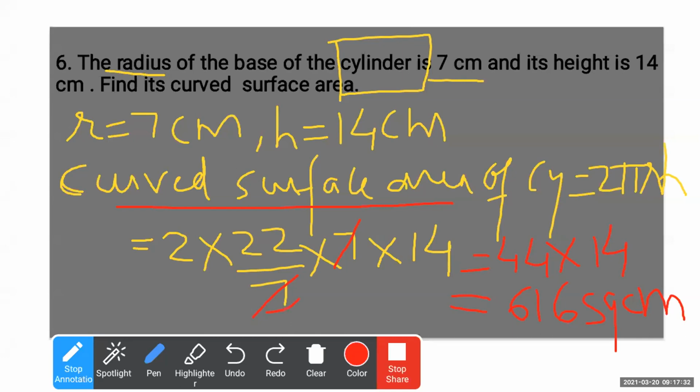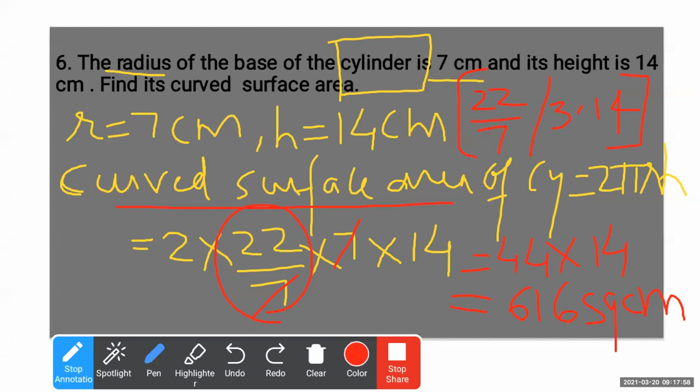Remember here the concept of pi. If the pi value is not given, then you can take either 22/7 or 3.14. These are the values of pi. Any of the values you can take if it is not given, and if it is given, then you have to take only that value.